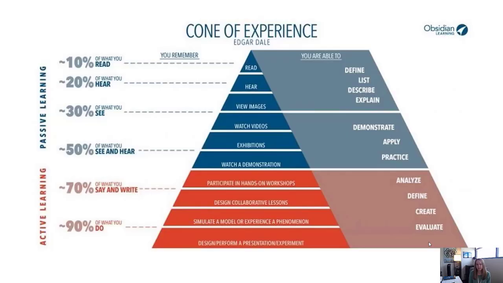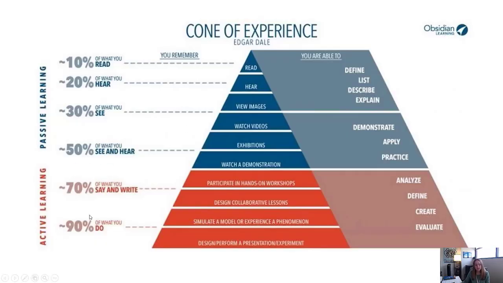the theory behind it. And what it's showing you in the blue, that's what we call passive learning. So things like reading a textbook, or hearing a lecture, or looking at images, watching videos, going to exhibits, or watching a demonstration. So you can see here over on the left-hand side, this is the percentage that is believed to be the amount of information we retain by doing those passive learning experiences.